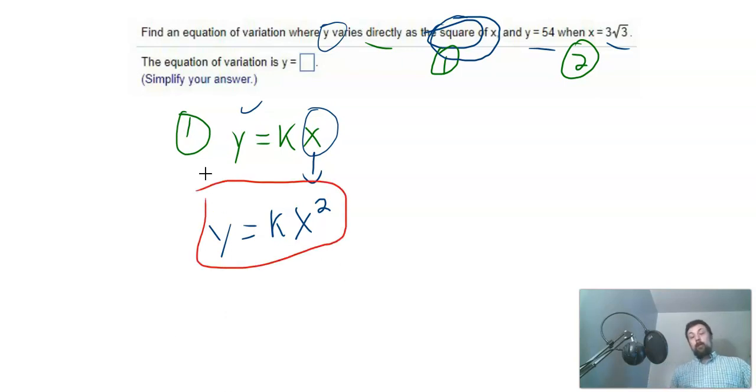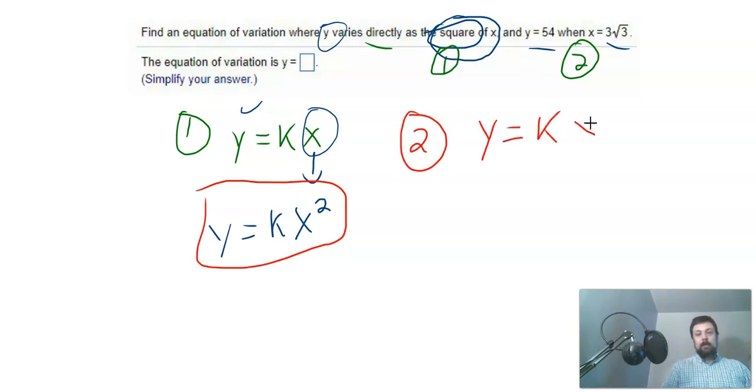We've got a formula now that matches the description that was given. Now we're ready for level 2. It's going to work the same way as the previous problems. We're going to plug these numbers in. So we have y equals kx squared. We're going to plug in 54 for y. And again, giving us a hard time with the numbers, we're going to plug in 3 square root of 3 for x.